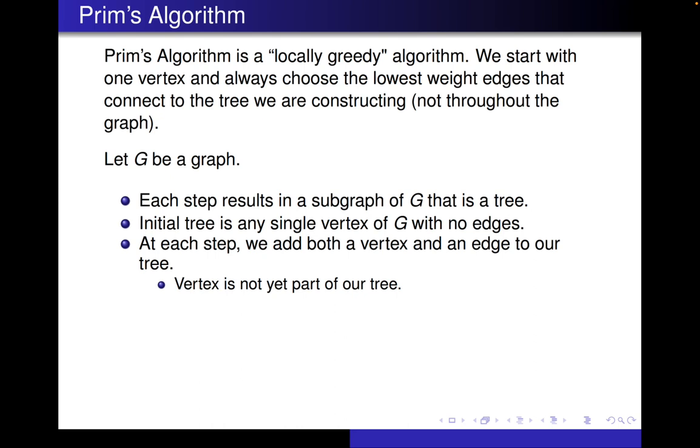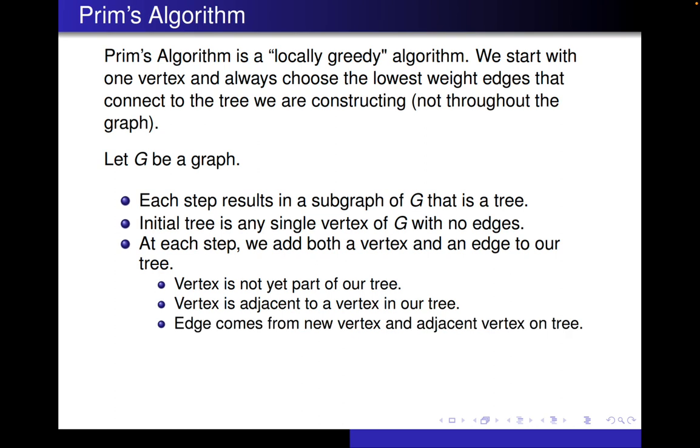One of the vertices has to be not yet part of our tree, right? We always want to add new vertices to expand to a minimum spanning tree. So at least one of those vertices has to be not part of our tree. And the edge that we add from that vertex has to be adjacent to a vertex that is currently in our tree. So we have a vertex in our tree. Currently, we have a vertex not yet part of our tree, and that's where we're going to get that edge. The edge that we add to our tree that's a subgraph is going to come from the new vertex and also is our adjacent vertex on that tree.